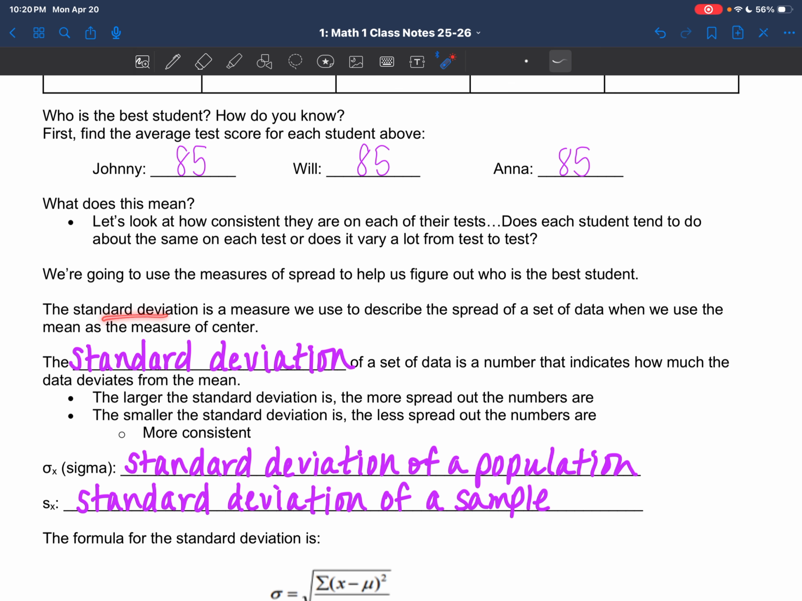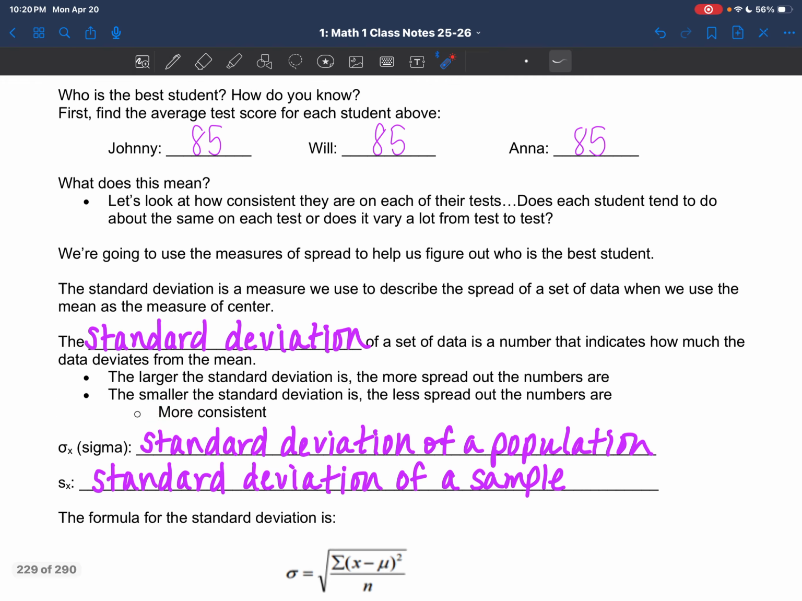The standard deviation is a measure we can use to describe the spread when we use the mean as the measure of center. The standard deviation of a set of data is a number that indicates how much the data deviates from the mean, or how far away it is. So the larger the standard deviation is, the more spread out the numbers are. The smaller the standard deviation is, the less spread out the numbers are, and the smaller standard deviation means those are more consistent.